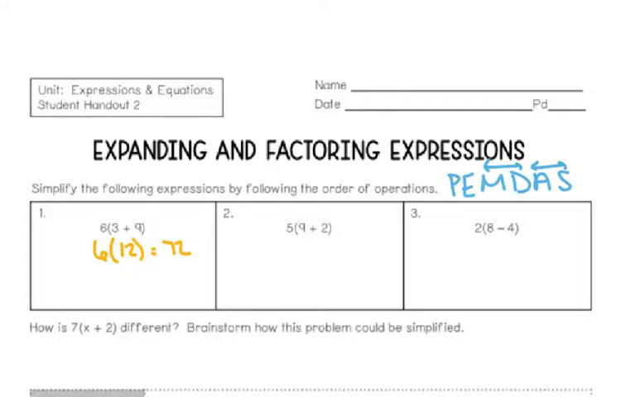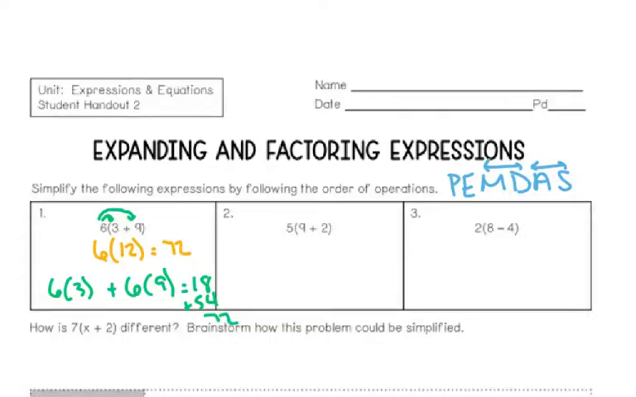There is another way to work these problems out by using what is called the distributive property, where I distribute the 6 to both of the numbers that are inside of the parentheses. In this problem, I would have 6 times 3 and 6 times 9. 6 times 3 is 18, and 6 times 9 is 54. When I add those together, I'm going to get the same 72.